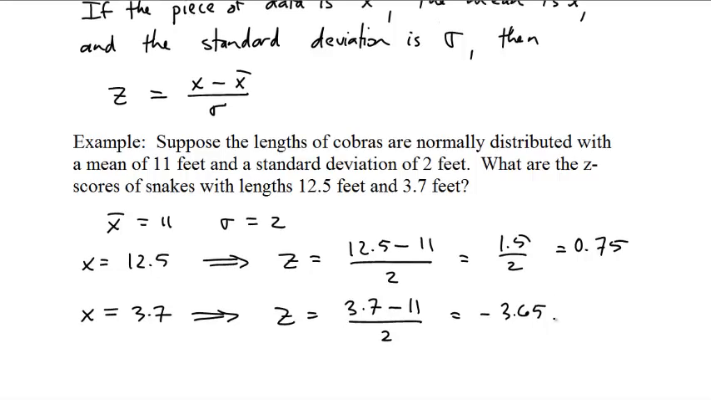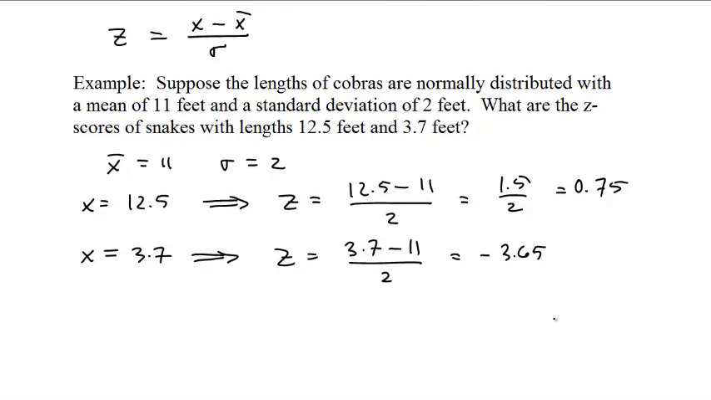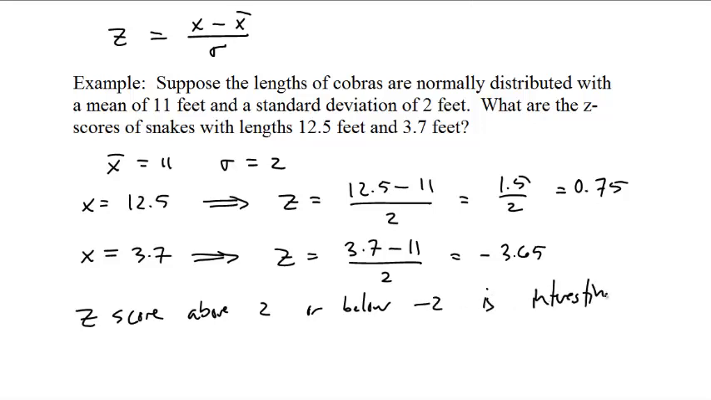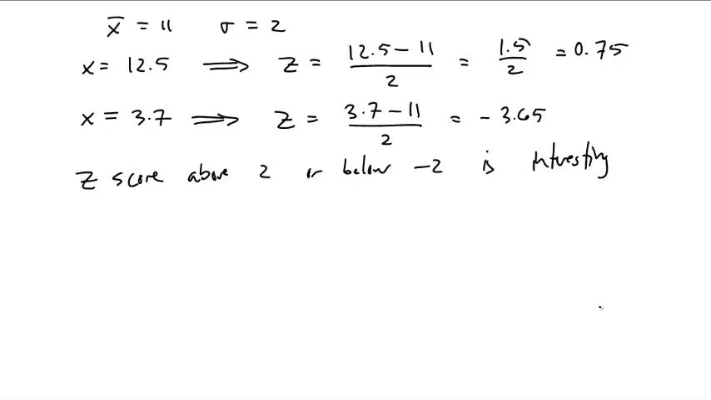Basically, what tiny little bit I've done in the world of science is a z-score above 2 or below -2 is interesting. If you are more than 2 standard deviations above the average height, that's pretty amazing. People are going to be constantly, every week, 2 or 3 people are going to look at you and say, gosh, you're tall. And if you have a z-score of -2, that means you are 2 standard deviations below average.